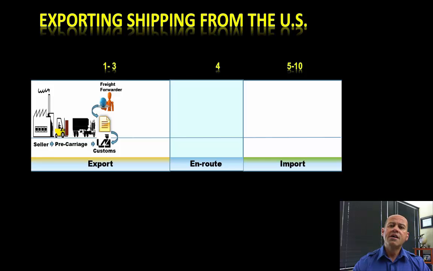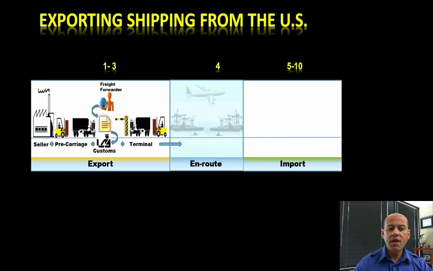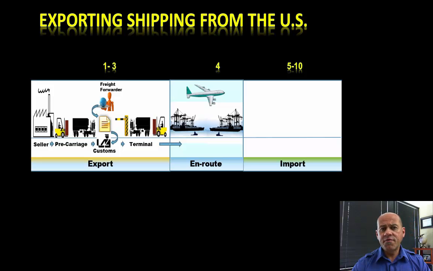So because of that, think of a freight forwarder as sort of a travel agent for goods. Then the goods have to go to a terminal. So this could be a truck terminal, air freight terminal, ocean freight terminal, whatever the mode of transportation is. Then you have the actual mode of transportation. This could be sea freight, this could be air freight, truck, rail, whatever the mode of transportation.